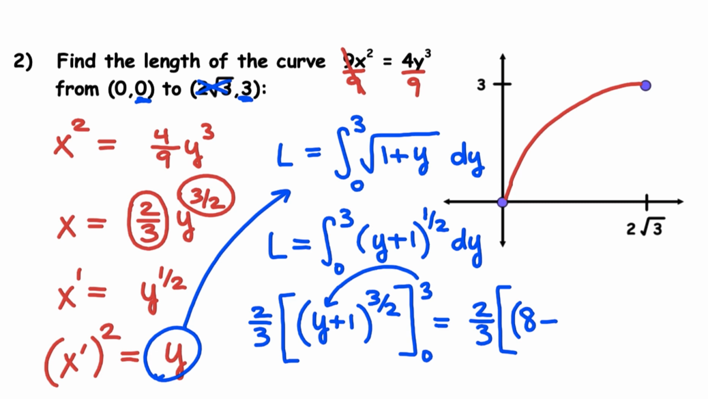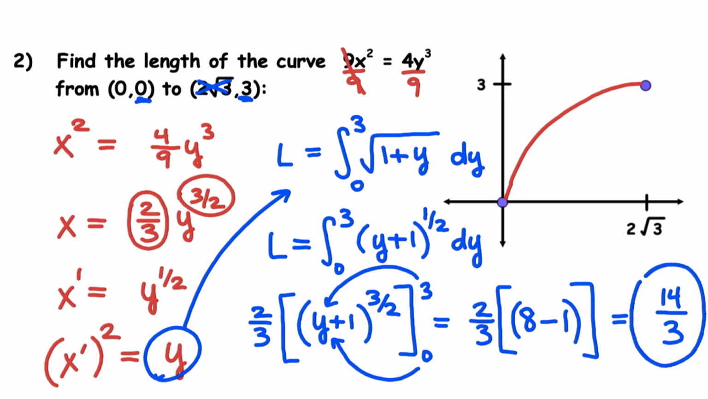Now let's plug the 0 in. That's going to be 1 to the 3/2, which is 1. So the bracket becomes a 7. 7 times 2/3 is the proper curve length of 14/3. So this curve right here is 4 2/3 units long.